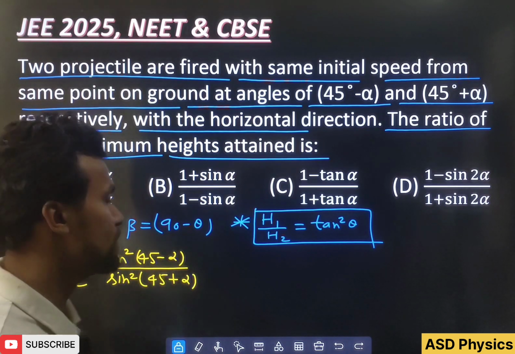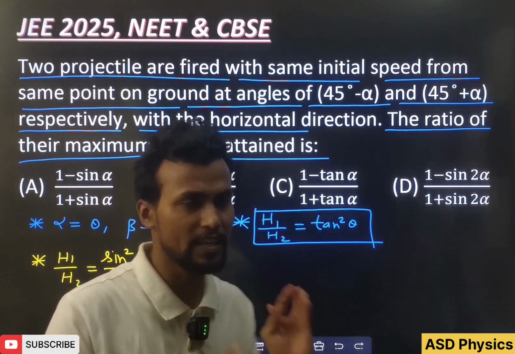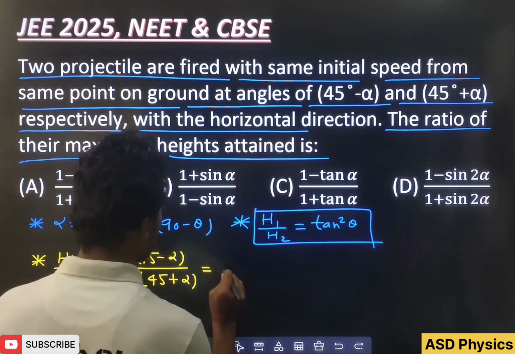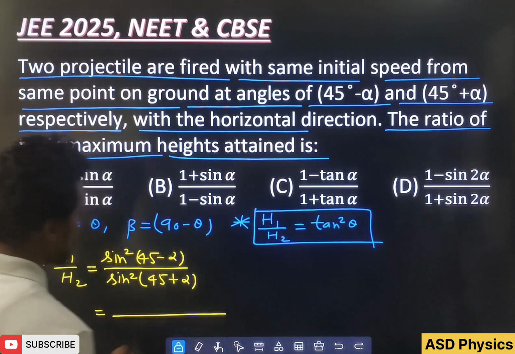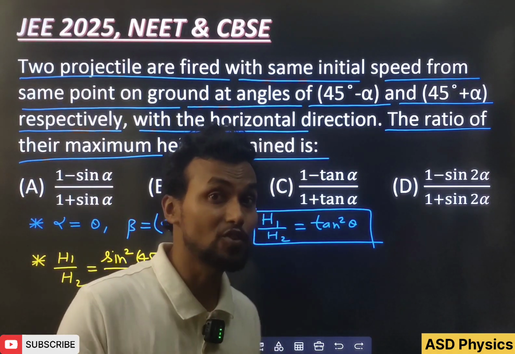As I have told you very well, (u sin theta) whole square by 2g: u is same, 2g is same, all will cancel out, only the sin square term will be left here. After that, I am just going to simplify this here. So what is the formula of sin(a minus b)? That means sin a cos b minus cos a sin b.